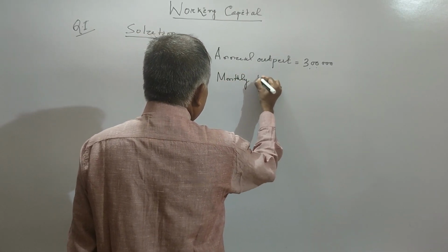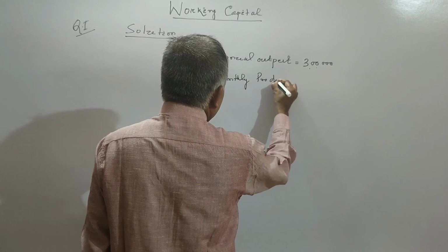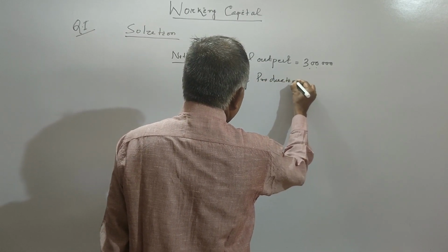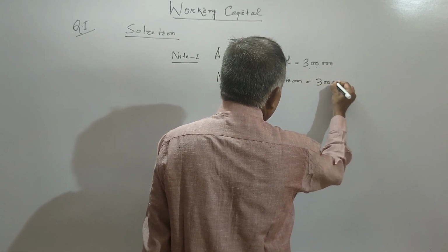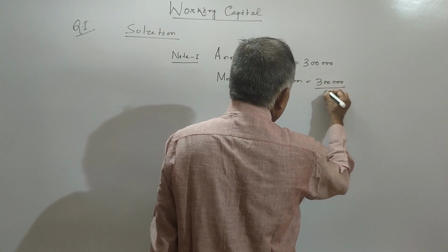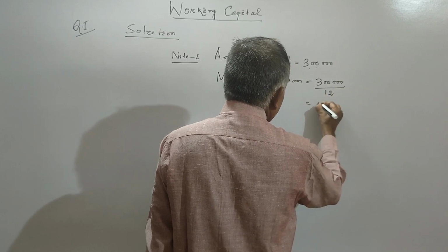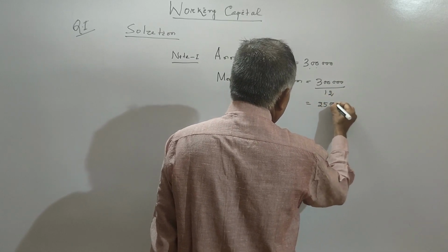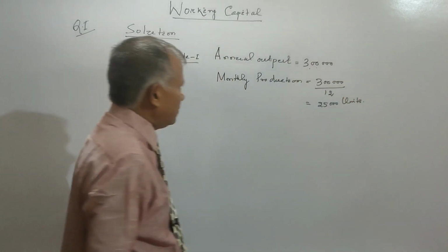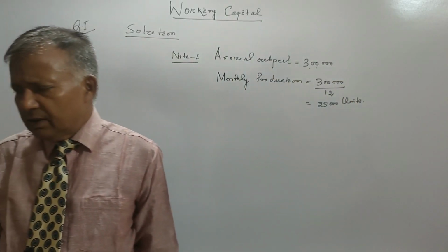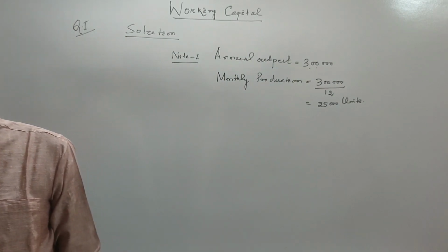So we shall divide this to find out the monthly production. So monthly production, this is 3 lakh divided by 12, it comes to 25,000 units. This is your monthly production. Let us come to the next one.